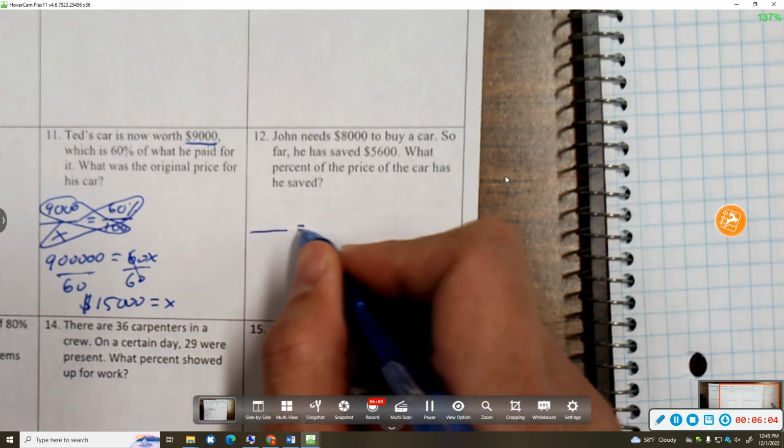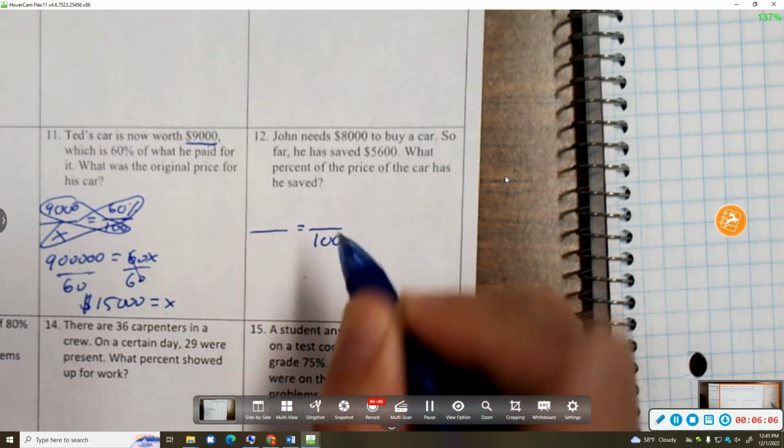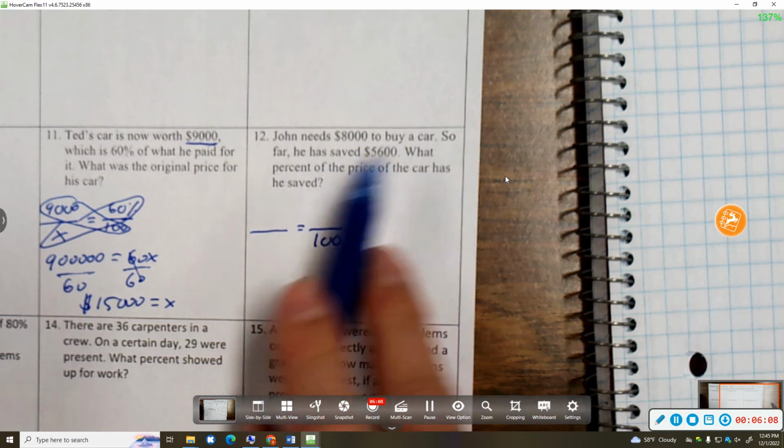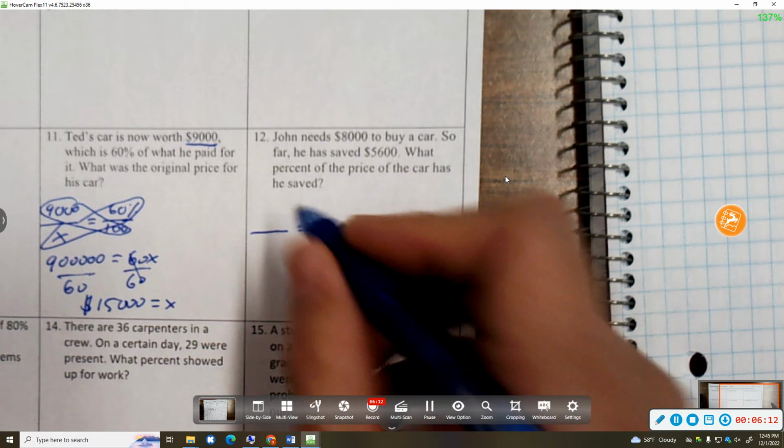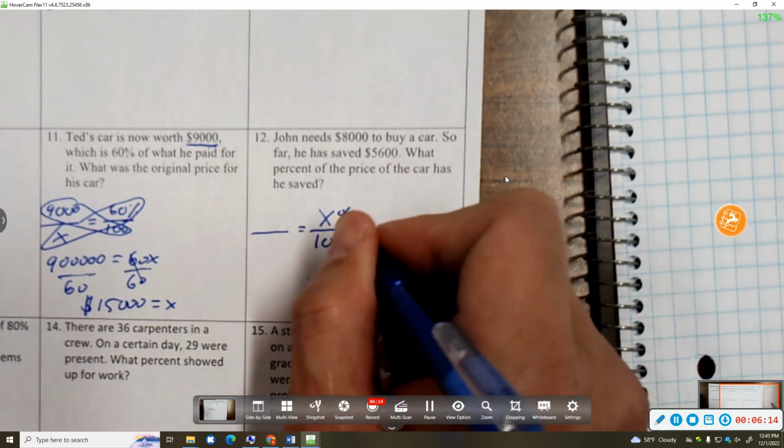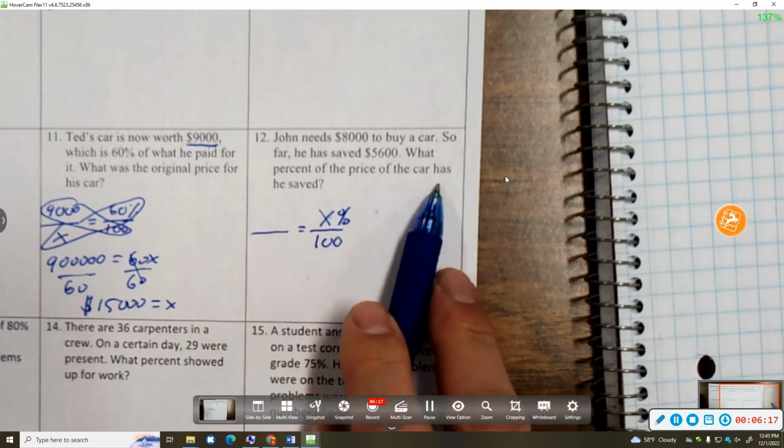Okay, let's go and do number 12. Again, I am going to start off by writing the 100, and then I'm going to read. John needs $8,000 to buy a car. So far he has saved $5,600. What is the percent? So we don't know what the percent is. What is the percent of the price of the car he has saved?